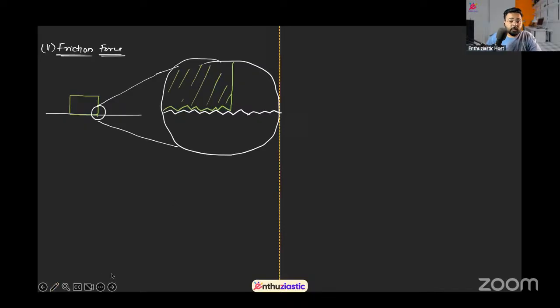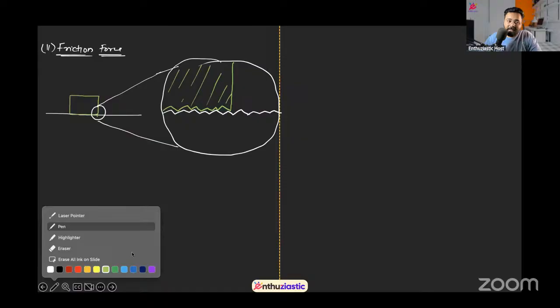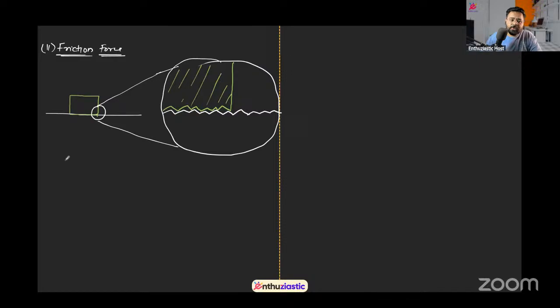Now, I said there are two types of friction force. One is called kinetic friction, another is called static friction. To calculate friction force, we have a general formula: friction force, given by small f, is equal to mu times Fn. Mu refers to the coefficient of friction. If it is at rest, we will use the coefficient of static friction. If it is in motion, we will use the coefficient of kinetic friction. And this is your normal force.